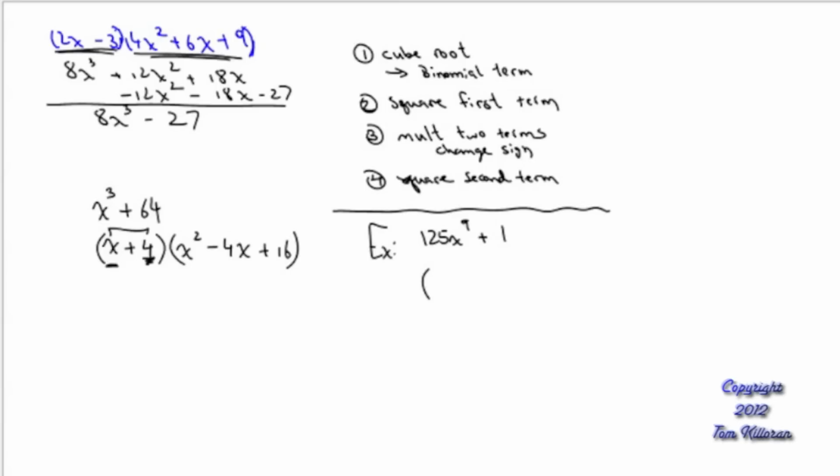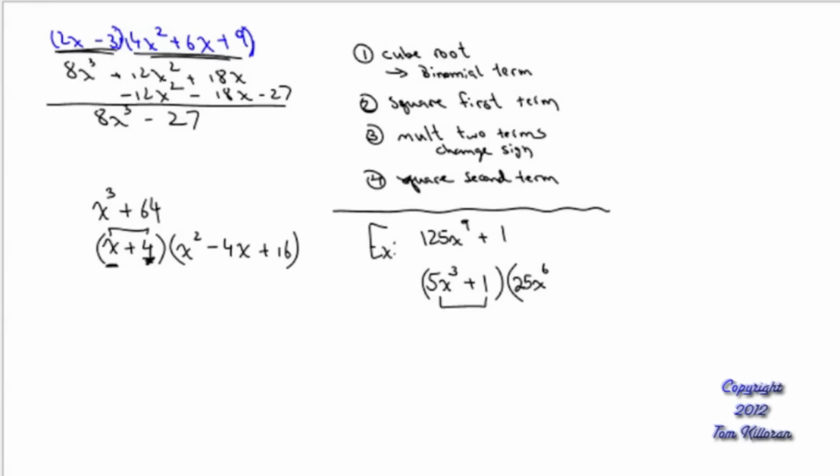So, to get to the first binomial expression, the cube root of 125 is 5, the cube root of x to the 9th is x cubed, and the cube root of 1 is, of course, plus 1. To get to the trinomial part, square the first term, multiply the two of them together, change the sign, and square the last term. The first term squared is x to the 6.